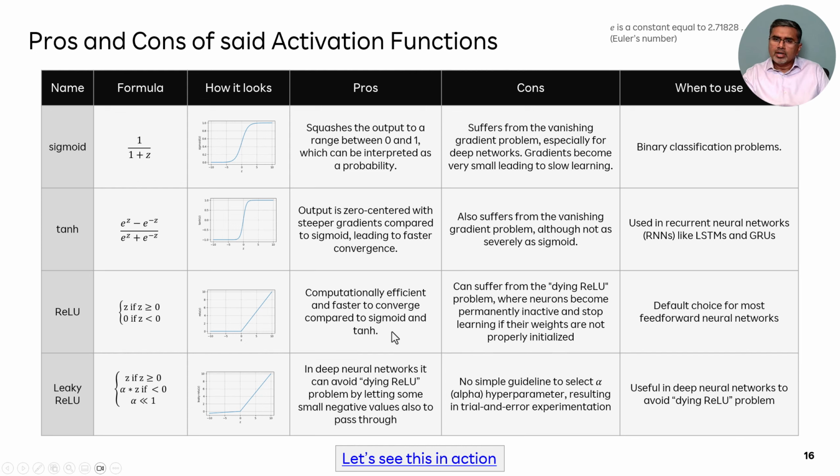However, through empirical studies, they have found out that ReLU works for several different use cases. So that has become the default choice for most feed-forward neural networks these days. And leaky ReLU, as I said, has the benefit of passing some negative values so that you can minimize the dying ReLU problem. Okay. Again, let's just see this quickly in action.